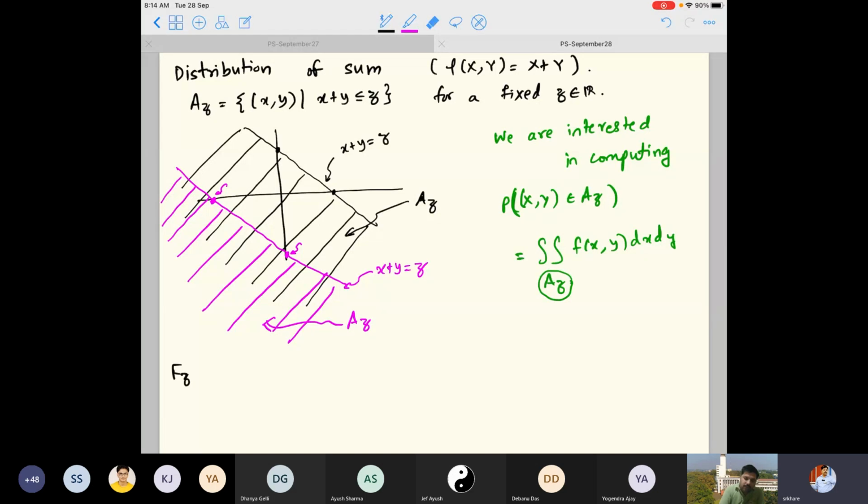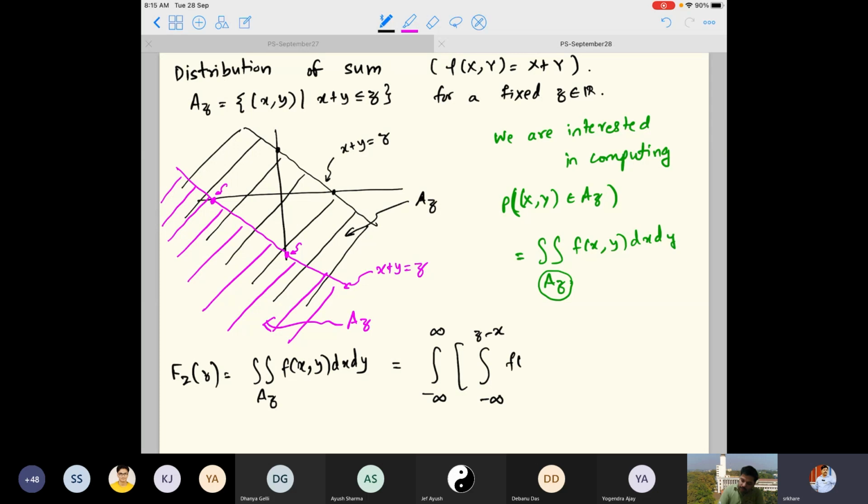So this CDF of Z, F_Z, is basically the double integral over AZ of f of xy dx dy. I will write this as the integral from minus infinity to infinity. First I'll integrate with respect to y. Do you all agree that these are the limits I'll have for integration, f of xy dy dx?